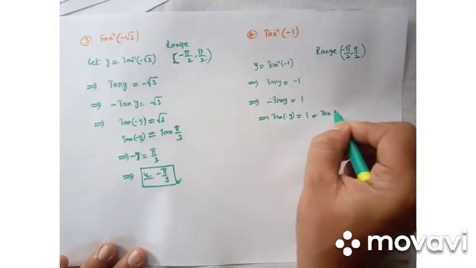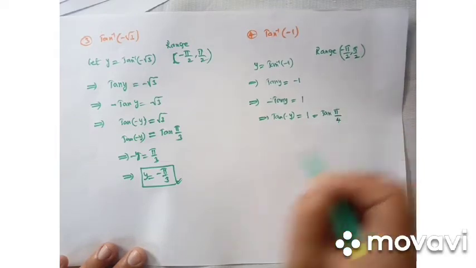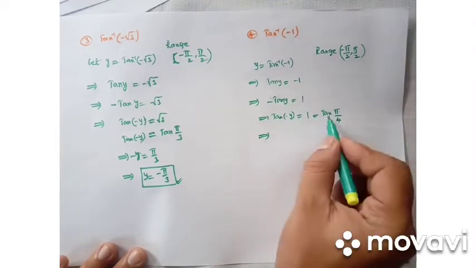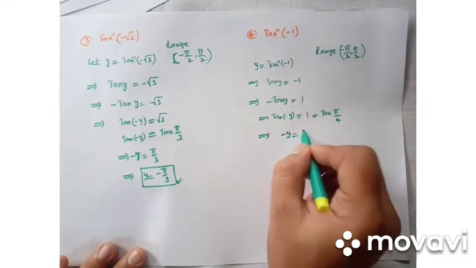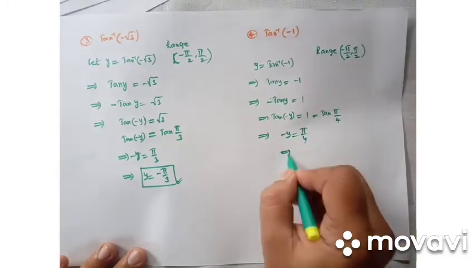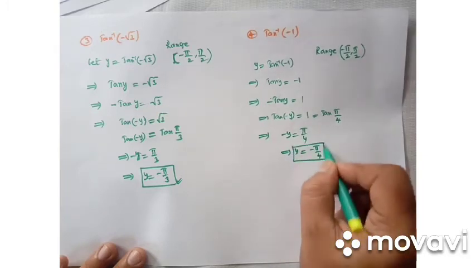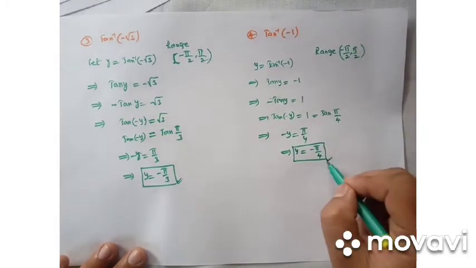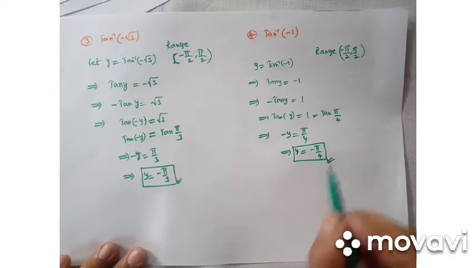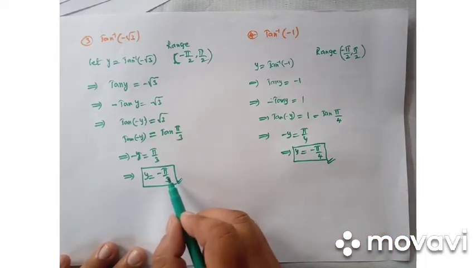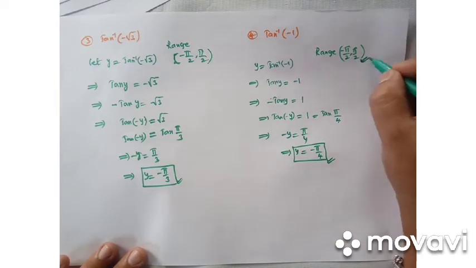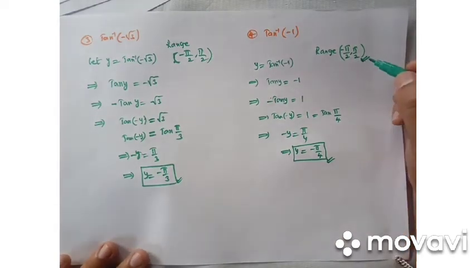Tan of minus y is equals to 1. 1 can be equated to tan pi by 4. Now cancelling both the tans, minus y is equals to pi by 4. Then y is equals to minus pi by 4. So this is your value. Both minus pi by 4 as well as minus pi by 3, both the values will lie in between minus pi by 2 to plus pi by 2.